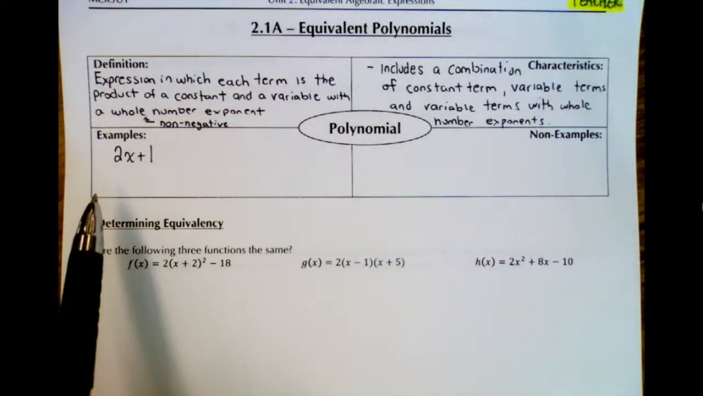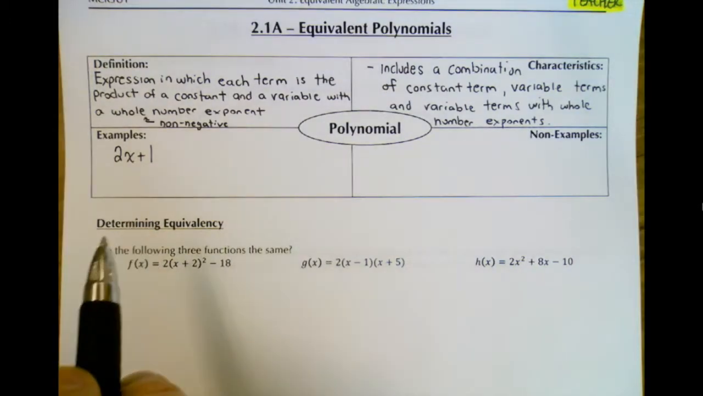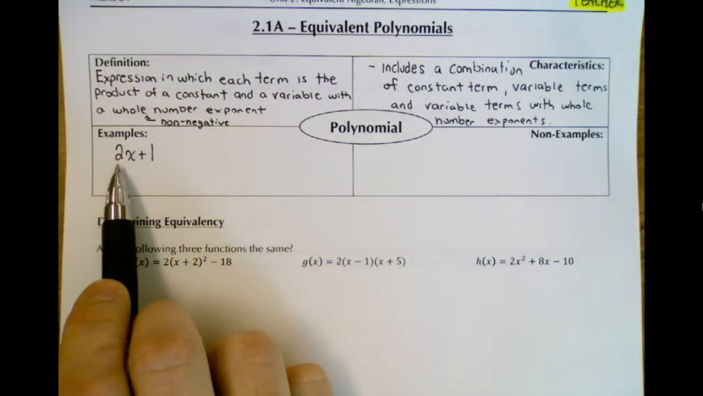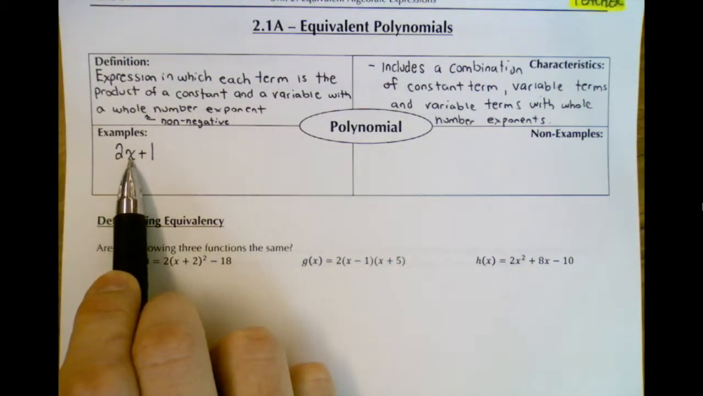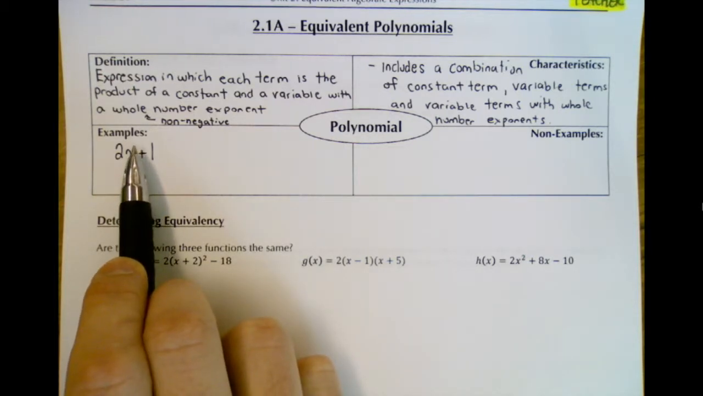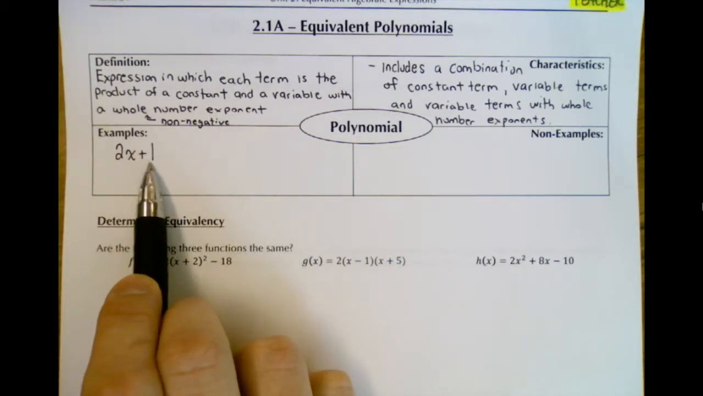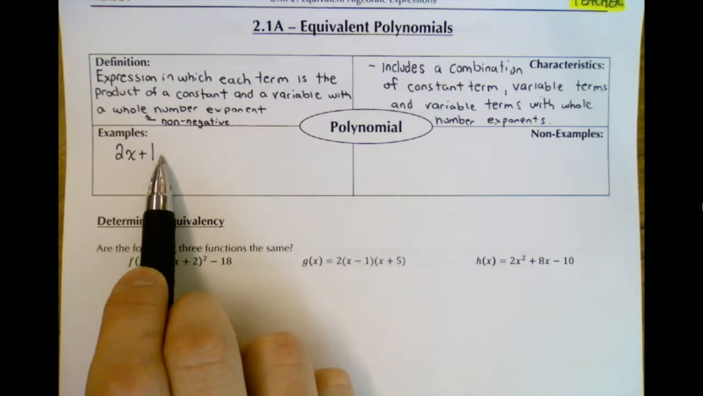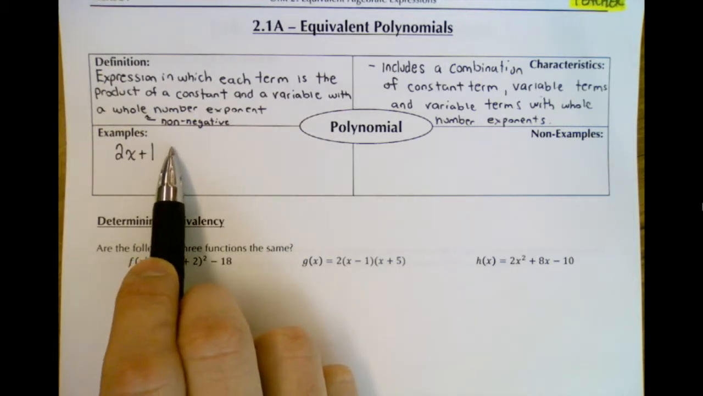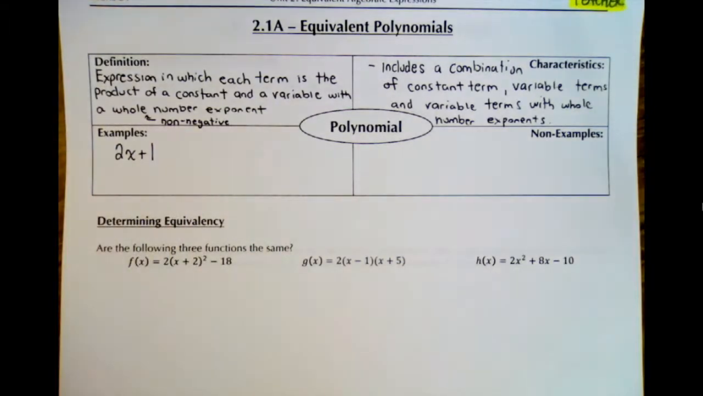So a couple examples. We got 2x plus 1. This is a two-term polynomial, or a binomial. It's got a coefficient on an x, which is your variable. The exponent on this x would be 1, and then it's got a constant term, plus 1, which doesn't have a variable. Or you can think about it as if it does have a variable, like x, but the exponent on that variable would be 0, which is why it's not written. So you can see through this example that there are no negative exponents.